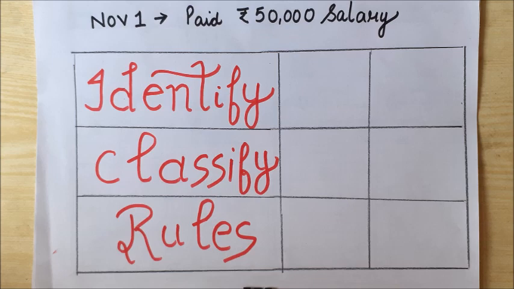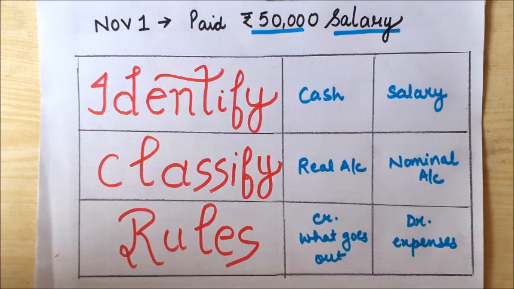Let's test your knowledge. Here you need to fill the box and pass the necessary journal entry. Here is the solution. The two accounts involved are cash account and salary. Cash is the property of the business, so it will come under real account. Salary is an expense, so it will come under nominal account. So we will credit what goes out and we will debit the expenses.